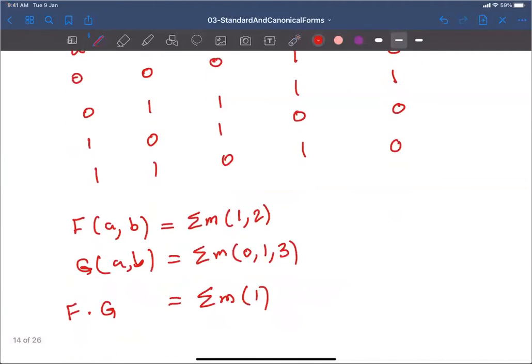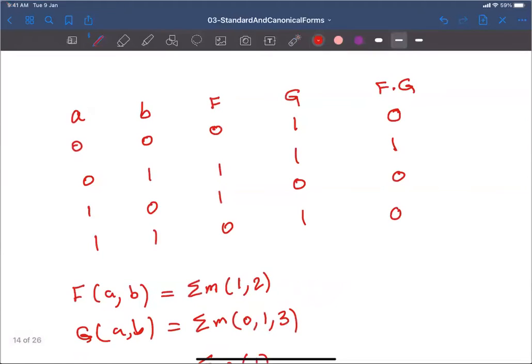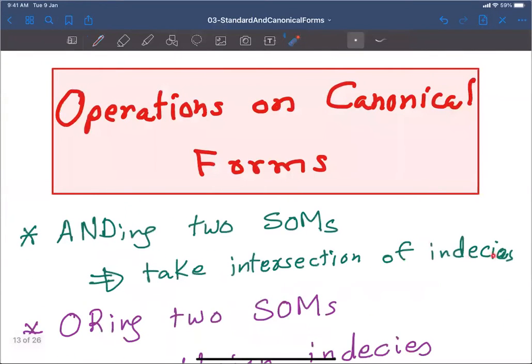And to verify this, just do the AND and check from the truth table what is the sum of min terms here. It's only 1 here. See? So only if a min term belongs to this function and this function, it will appear in the ANDing of the two functions if we are expressing them in sum of min terms. Okay, so this is why the first rule is to take the intersection of the indices.